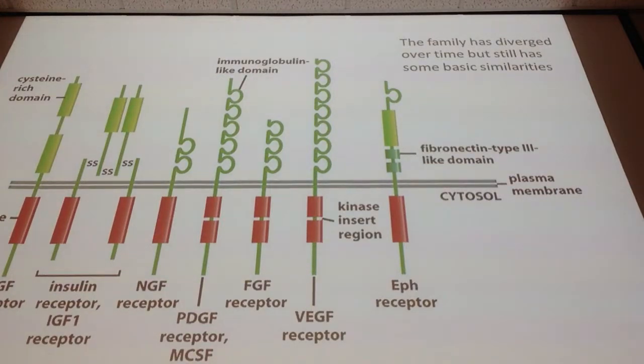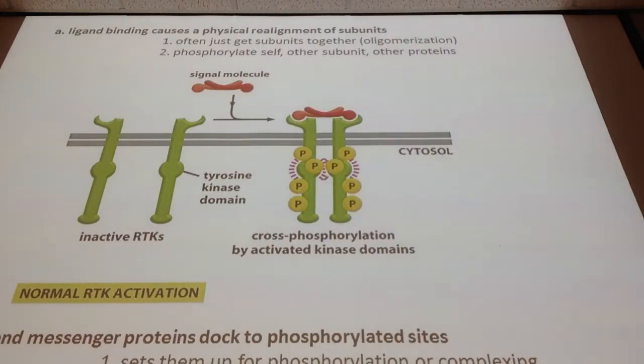If you ever hear, when people talk about breast cancer, the HER2 receptor is a type of receptor tyrosine kinase, right? And so there's a whole super family of those as well. They look different, but they have similar function, which is the fact that they do have the tyrosine kinase domain in the cytosol. Okay, so here's how it works.